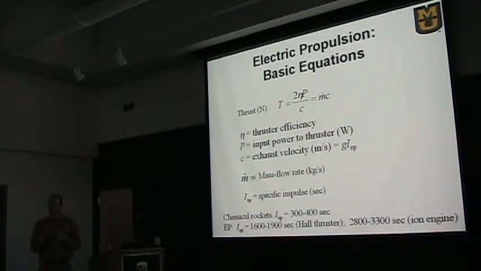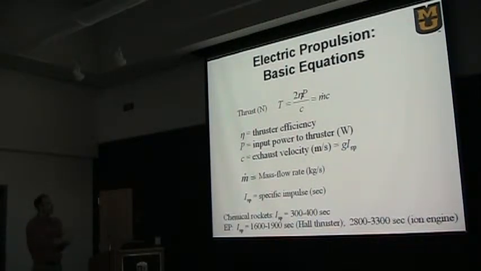Efficiency is how efficient this engine is at turning its power source, which a lot of times is a solar power array, into thrust. So that's an efficiency factor that's always less than 1. Typically it's 0.5, 0.6. These engines are about 60% efficient. The power is just simply the input power to the thruster in watts, and that's a function of how big the solar array is. So how much power can you get to the engine?